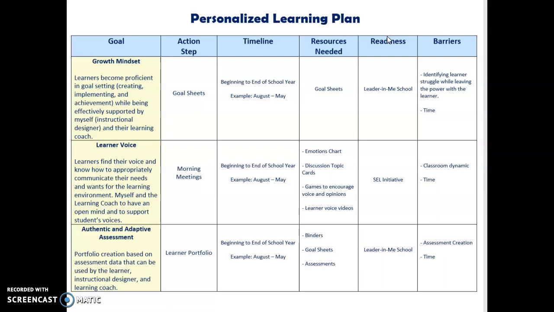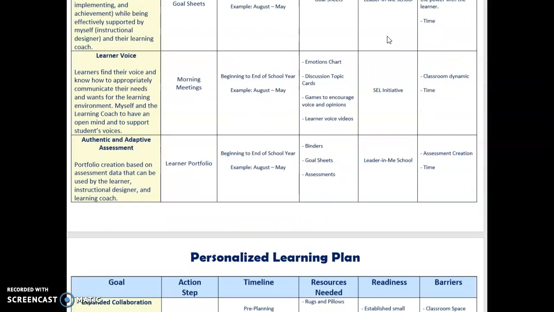The barriers that I see along with time is that creating the assessments for students to put in this portfolio would be a huge barrier, as the instructional designer would have to have a variety of different assessment tools based on each student's needs, wants, and learning styles. This would take a lot of time, and it would require an extensive knowledge base from the instructional designer, and they would have to be extremely well versed across all content areas to know how to create the assessments and what's going to be best for their learners.